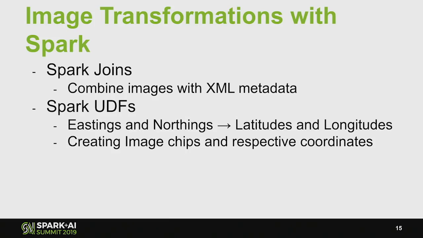And then let's talk about the transformations we're doing here. So the first is combining the images with the XML data. And again, this is primarily for visualization purposes. So we need to figure out which map piece, if we've identified a car within a JPEG image, how are we going to plot that on a map? So we need the coordinates to do that. And then the second transformation we do is a simple coordinate transformation from eastings and northings to latitudes and longitudes.